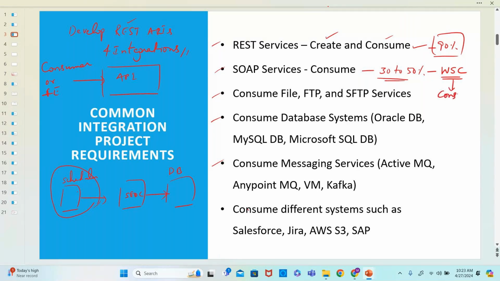What is that? Web service consumer, and in that consume operation should be used to consume SOAP services. How do you create a REST service? Actually, we use HTTP listener, right, and RAML and all. Exactly. And how to consume REST services? With the help of the HTTP request operation. Under the HTTP connector, we have the HTTP request operation.